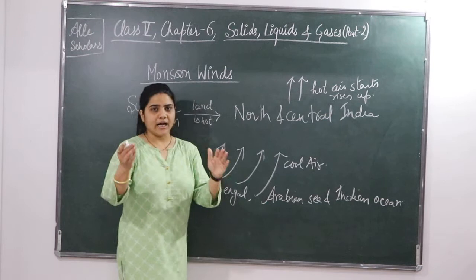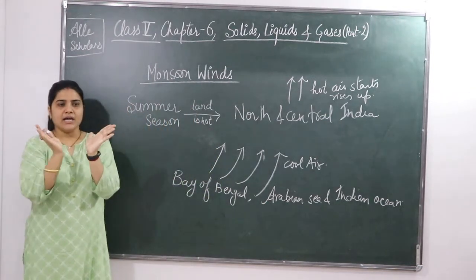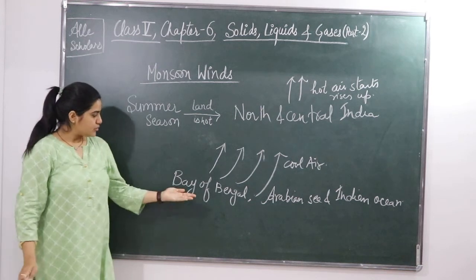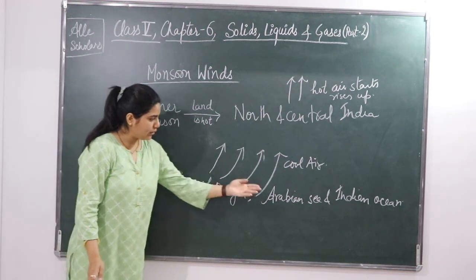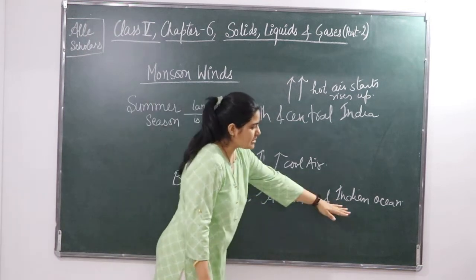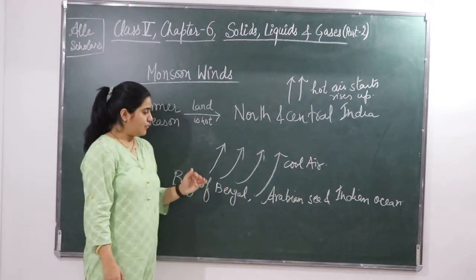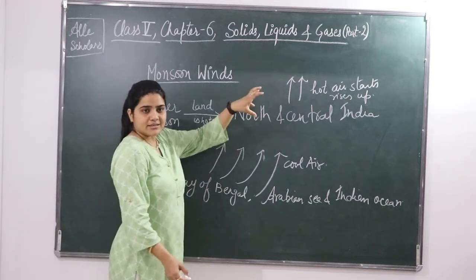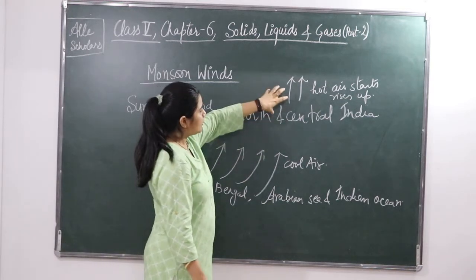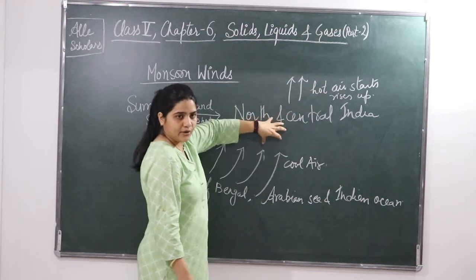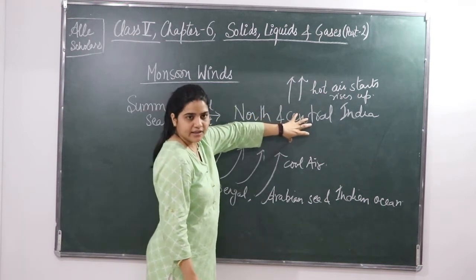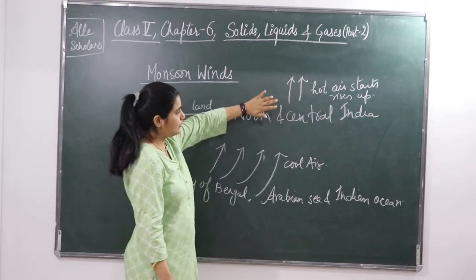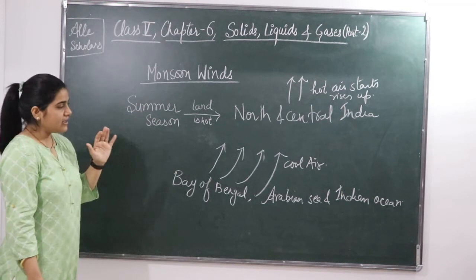As we all know that India is a peninsular country, it is being covered three sides by water. Okay, so one of the sides is being covered by Bay of Bengal, other one is Arabian Sea and the third is the Indian Ocean. So from all these sides, the cool air will start to come towards the land of the north and central India, just to cover the space that has been created because of the hotter air that has risen up.